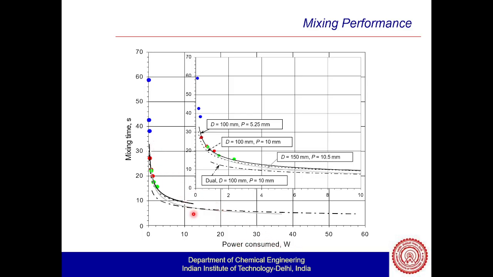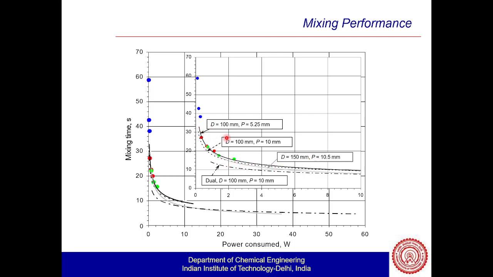So the mixing time actually, as you can see, decreases with increase in power. The more rigorously I move this impeller, the more RPM, the better it gets mixed. So that physics is being reflected here. What they're doing is taking the diameter D, and P is the pitch, the distance between the two impellers. So they are changing the diameter and the pitch and seeing how the mixing time changes with the power consumed.